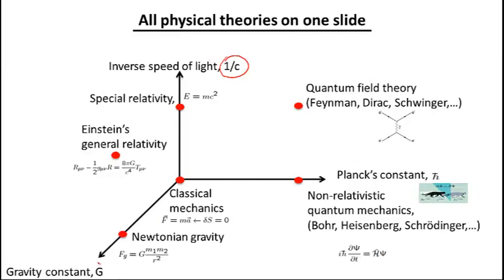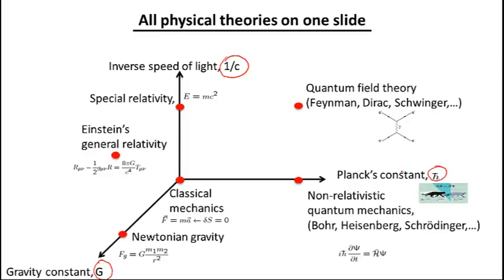This constant G is the gravity constant, which appears in the Newtonian gravity. And along the horizontal axis I have the Planck constant, which, as we shall see, is the most important fundamental constant that appears in quantum mechanics, in that it relates the particle and wave properties.